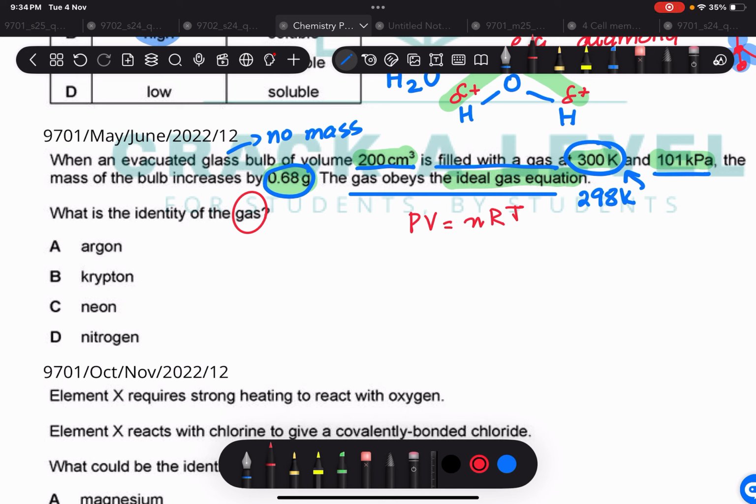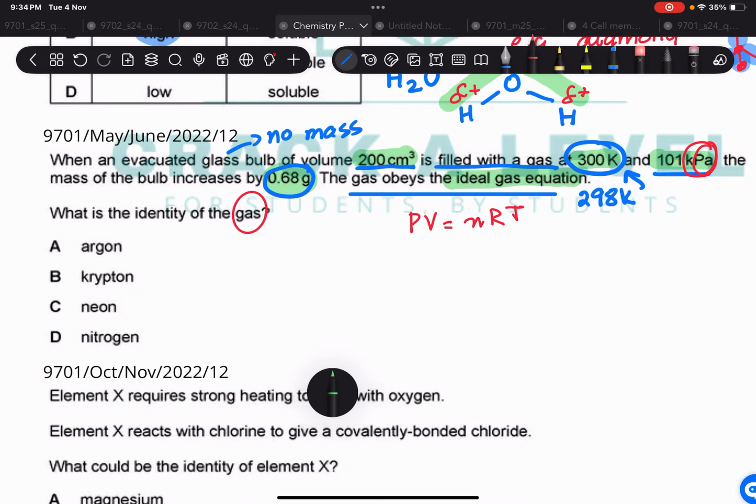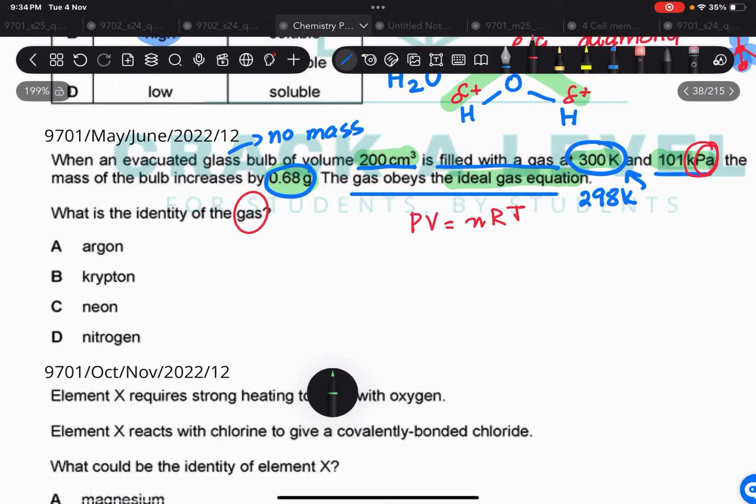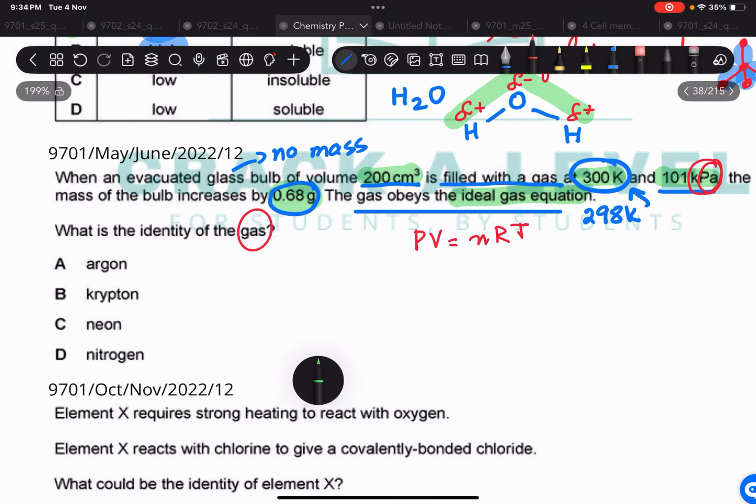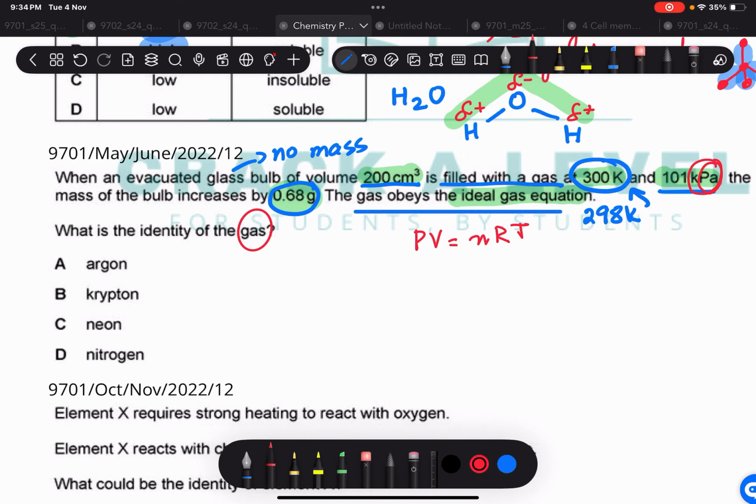So how are we going to find the MR? Let's plug in the values. Pressure has to be in pascals, but over here we're given kilopascals. So how do we convert kilopascals into pascals? You should know this by now. It's going to be 101 kilopascals, where kilo is replaced by 10 raised to power 3 pascals.